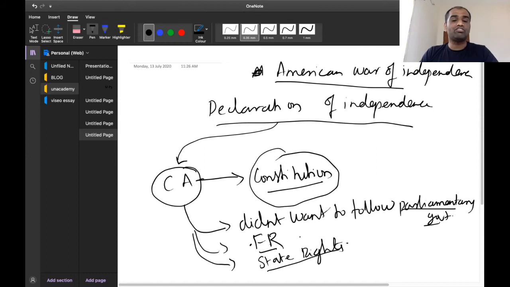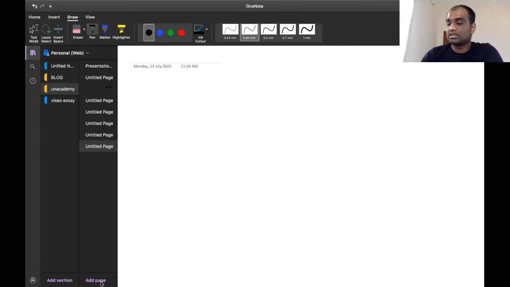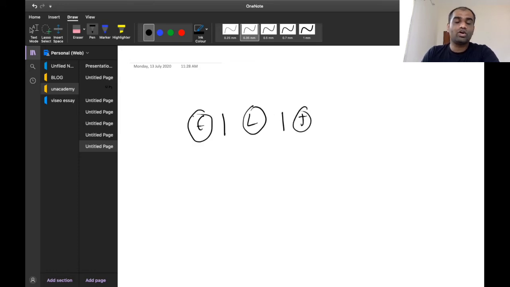So to prevent that from happening, they didn't want to follow the parliamentary form of government. Instead, they divided all three branches of government into separate entities. Clear? They divided all three branches into three separate entities. That is, the executive became a separate body, the legislature became a separate body, and the judiciary also became a separate body.